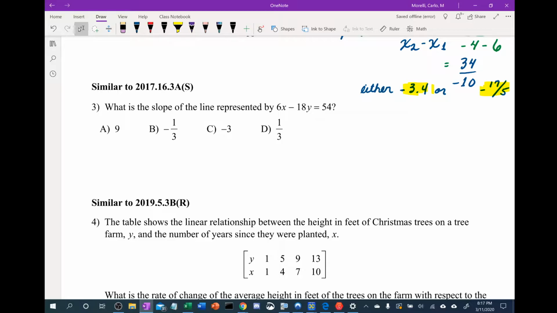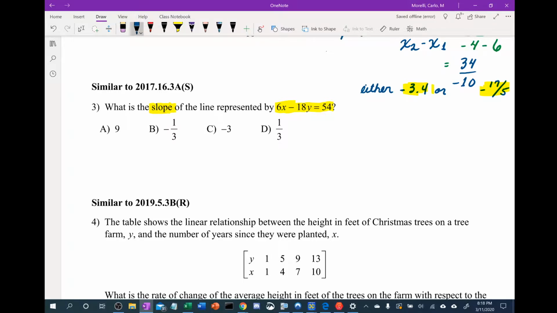Okay, moving on to number 3. We're looking at a question that's similar to number 16 from the 2017 test. What is the slope of the line represented by 6x minus 18y equals 54? Once again, we're asked for the slope, and we're given an equation in standard form.